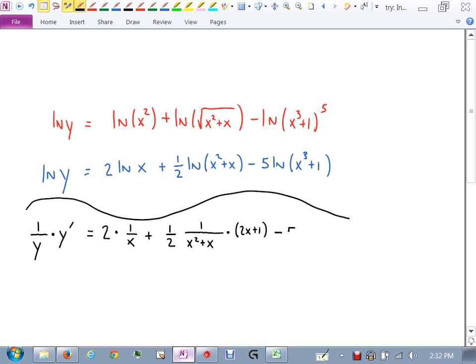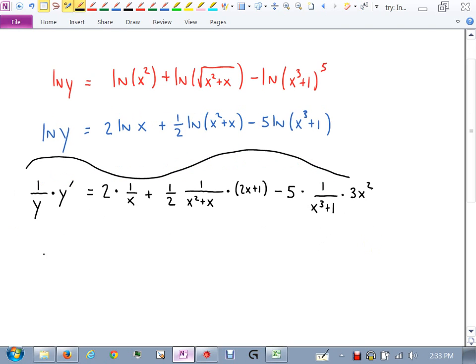I have minus 5. What's the derivative of natural log of x cubed plus 1? 1 over x cubed plus 1 times 3x squared. That's it. Now you might be saying, you know what, I think I would have rather done the quotient rule and the product rule, chain rule. I challenge you to do it that way. It is a mess. I'm going to clean this up.